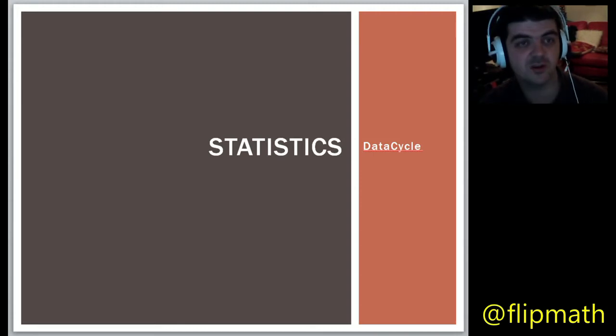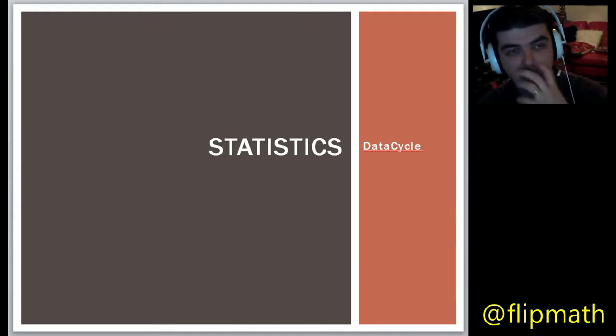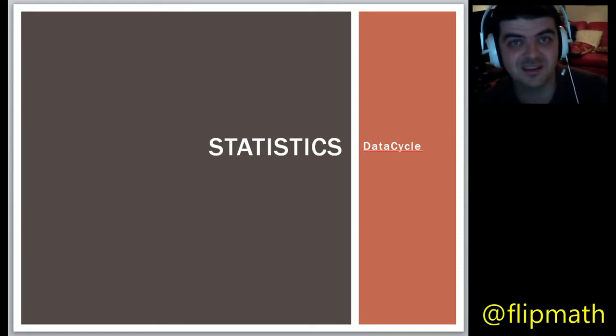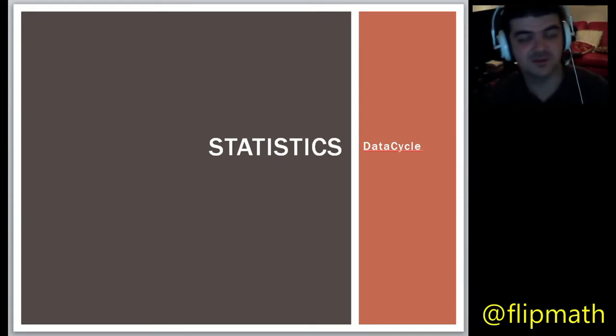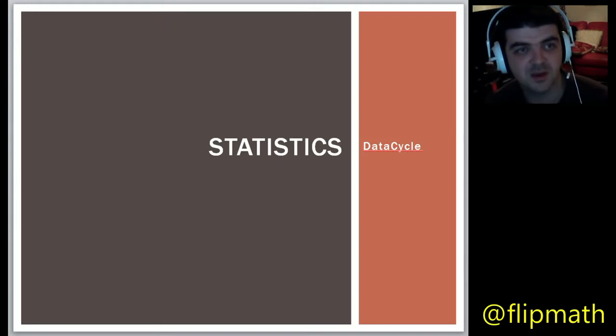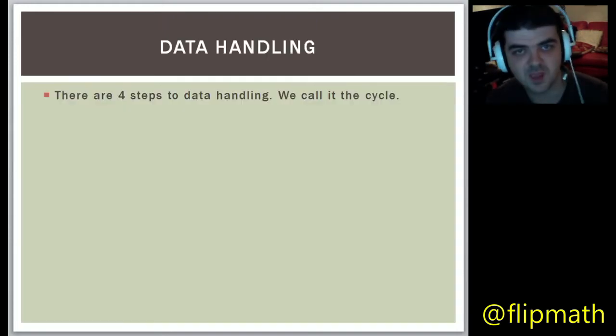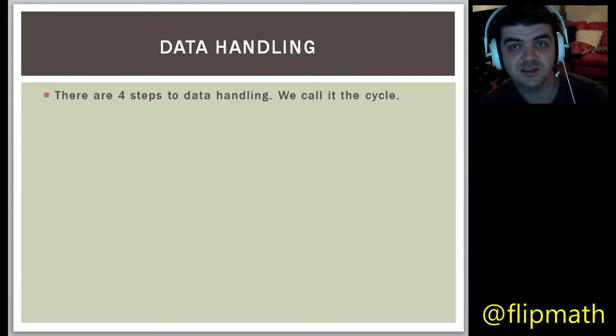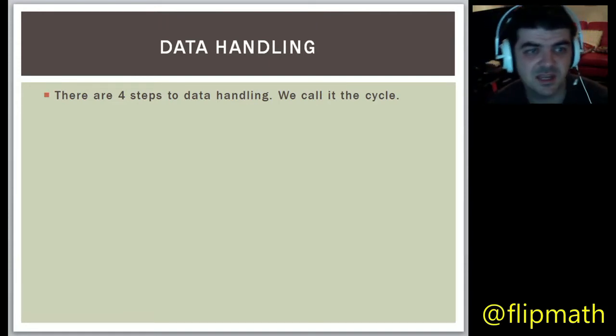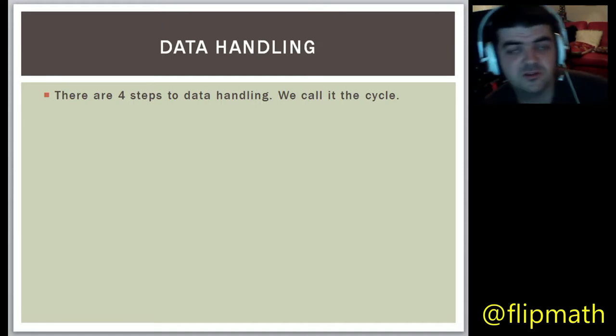There's an awful lot of talk, and there's not going to be tons and tons of examples. Just a couple to go through, but I'll try and keep you entertained. Alright, so this is statistics in the data cycle, incorporating foundation and higher, aka math. So, data handling. There are four steps to data handling. We call it the data cycle, if you like. And you can copy this down into your notes.